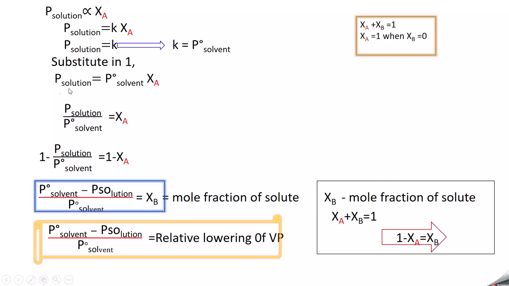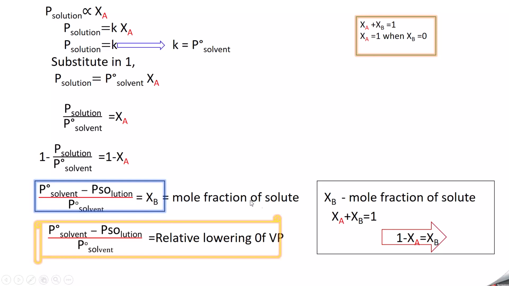Now you bring P0 solvent to this side. So P solution divided by P0 solvent is equal to XA. Rearrange like this: 1 minus P solution divided by P0 of solvent is equal to 1 minus XA. Write 1 minus on both sides, and you will get this expression. Now you take the LCM. So P0 of solvent minus P solution divided by P0 of solvent is equal to 1 minus XA. But 1 minus XA is equal to XB, because XA plus XB is equal to 1. Therefore you can write XB here.